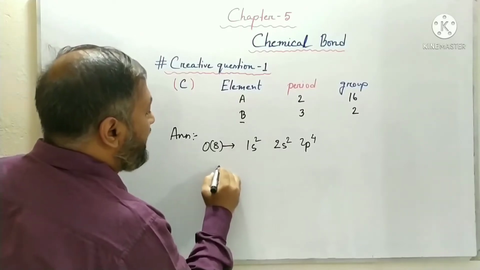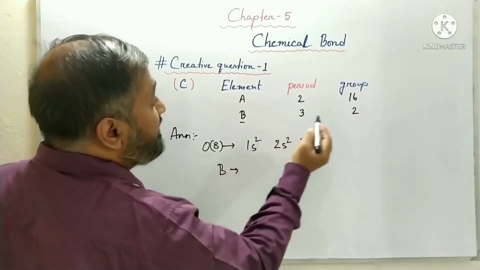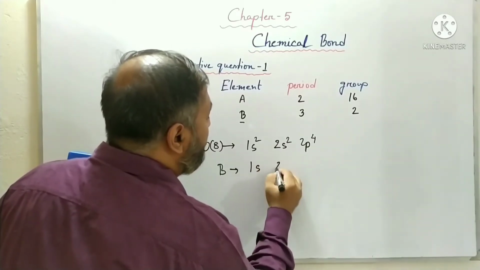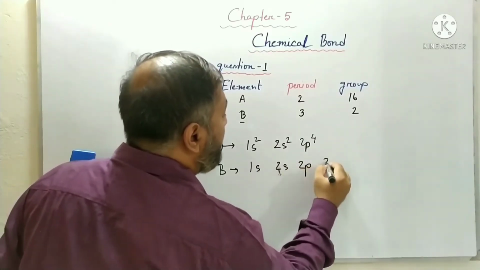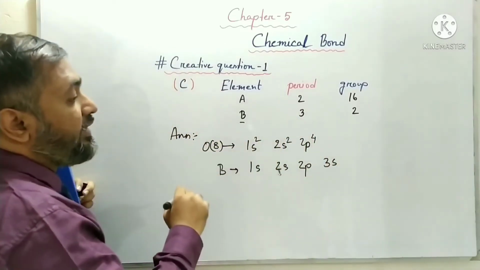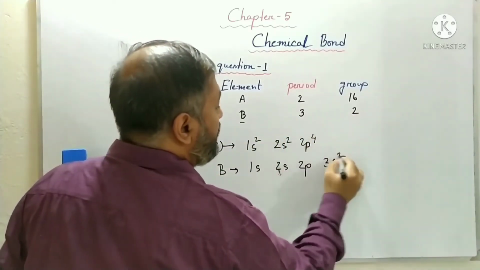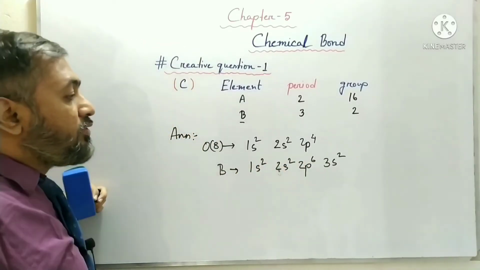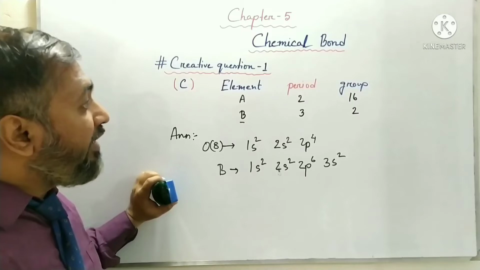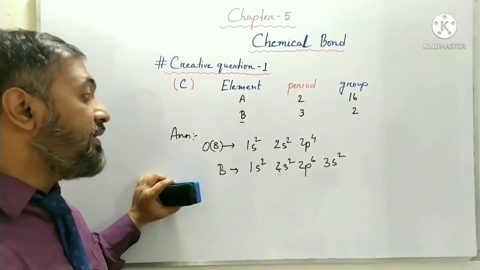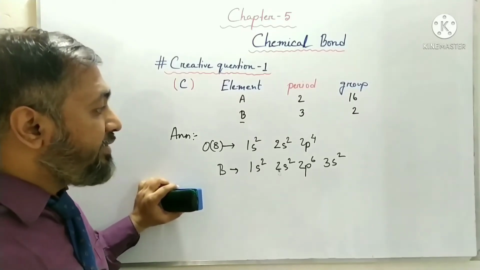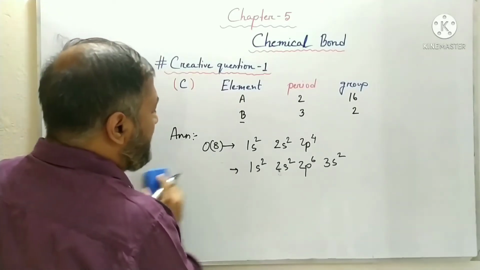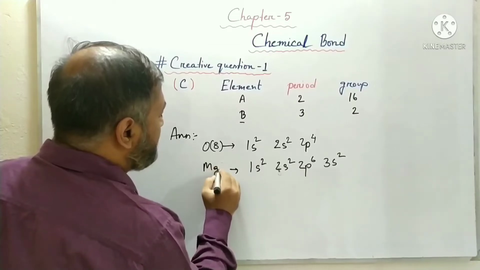So I'm going to write down element B, and you can see the third period. When we go through the electronic configuration, what we will observe is that in the third energy shell there are 2 electrons. So this is the electronic configuration of this element. From the electronic configuration, we can find out that this element is magnesium, because it has 12 electrons.